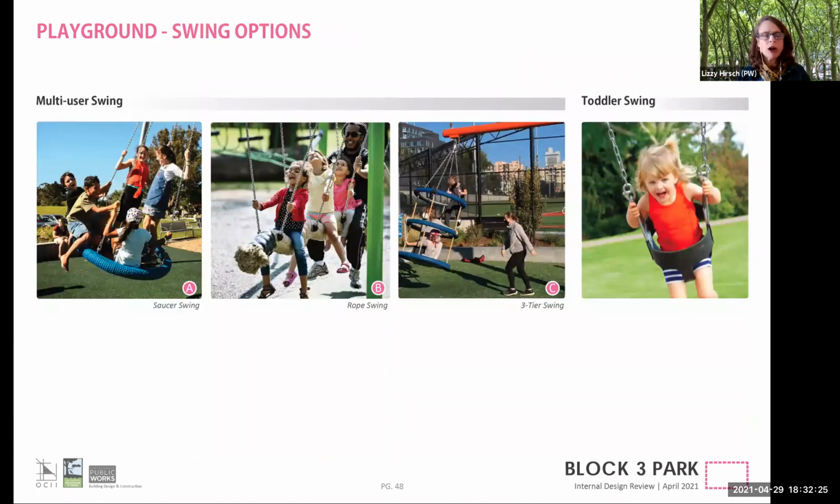So with that, we're going to also give you a few more options. In the multi-user swing, there are many types. So we'd like to hear from you what you're drawn to of the types. This is a saucer swing that can always handle small kids, big kids, a lot of kids. This is a rope swing that also can handle a lot of kids, a different feature that actually does relate to the materiality that we're using in the site. And then there's this 3-tier swing option. We also wanted, in the survey, you'll see that we also offer you to respond to how important it is to have a toddler swing.